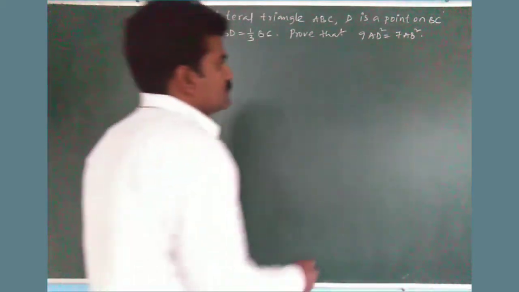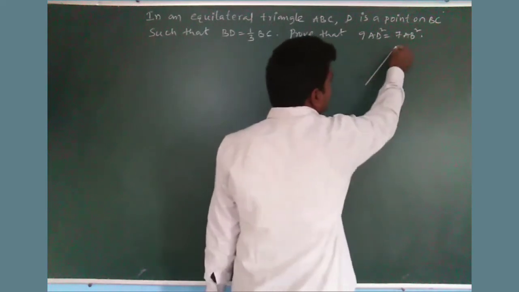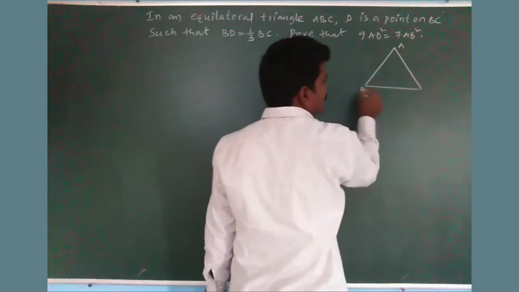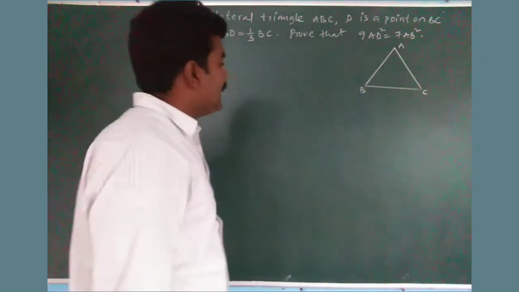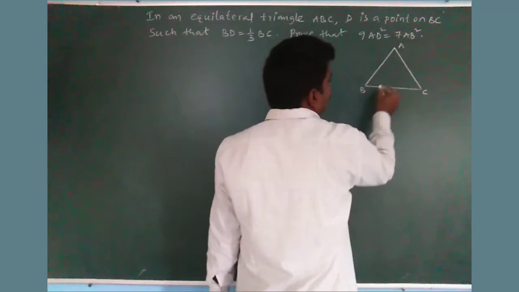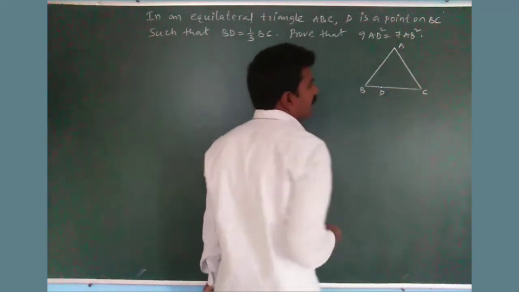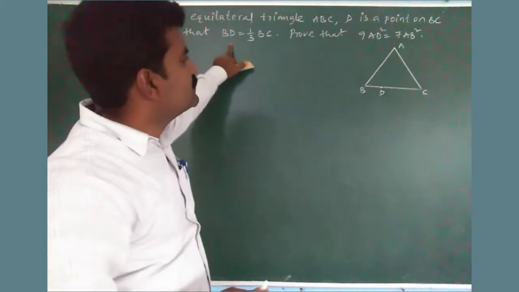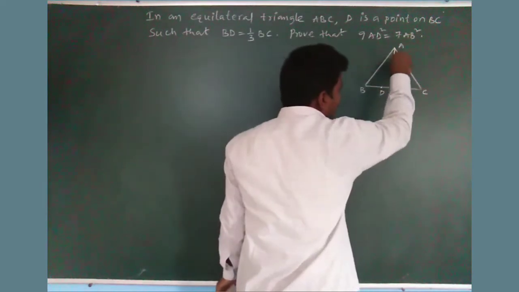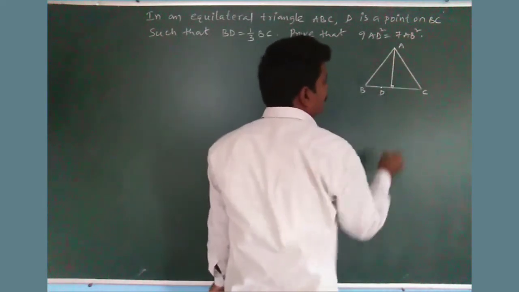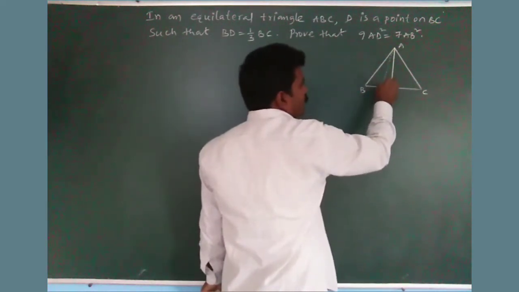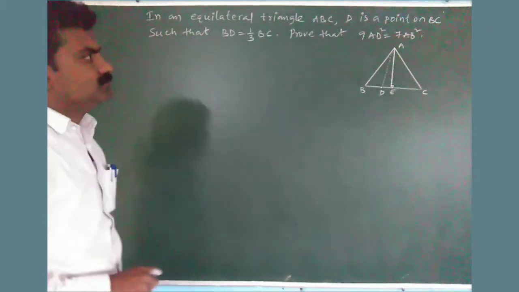So once again, a problem related to an equilateral triangle. Assume that ABC is an equilateral triangle, and D is a point on BC such that BD is equal to 1/3 of BC. And also please draw the perpendicular, say AE is the perpendicular. And now join AD also.